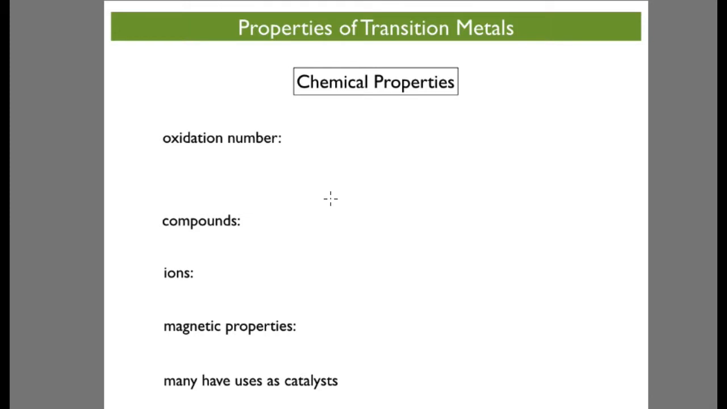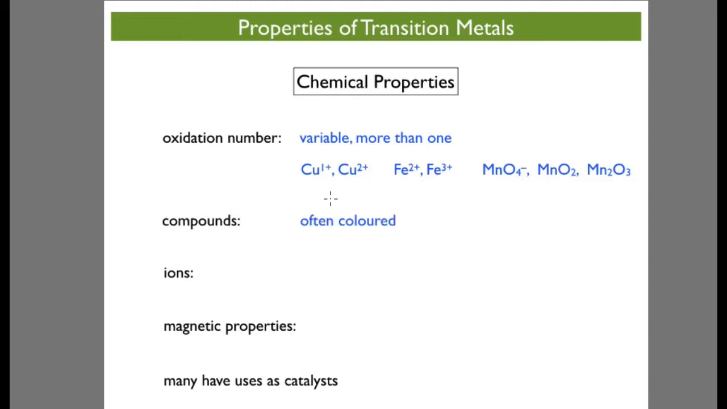The chemical properties: they have variable oxidation numbers. For example, copper has an oxidation number of 1 or 2. Iron, 2 or 3. Manganese has 7, 4 or 3, and others. Compounds are often coloured, and their ions often form complex ions, which we'll talk about later.